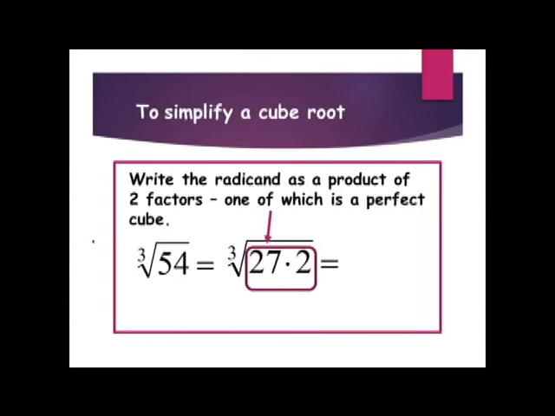How do you simplify a cube root? Let's say you have a number 54 and you want to cube root it. So 54 is equal to 27 times 2. So you cube root 27 times 2.